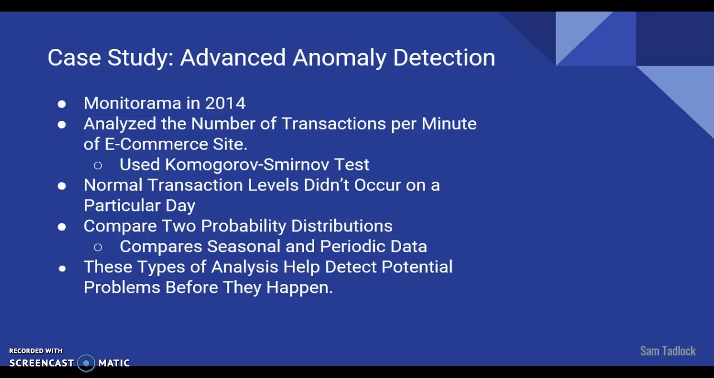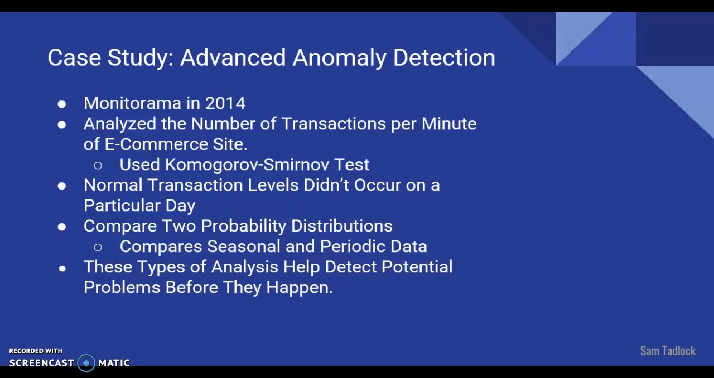Case study of this, Monitorama in 2014. Ultimately what they ran into was a period of time where the number of transactions per minute on their e-commerce site was dramatically dropping off and not returning. So they used a Kolmogorov-Smirnov test, which is just a fancy way of saying they used some statistical analysis to evaluate their data. They found normal transaction levels didn't return on a particular day.